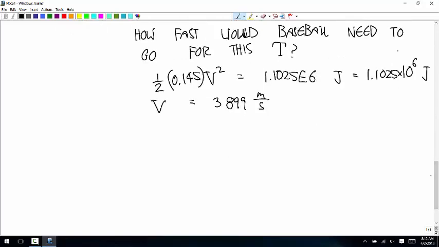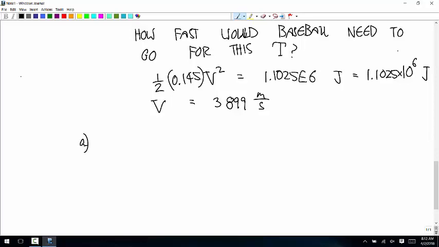How fast do you think a baseball would have to be going to have the same linear momentum as that train car? Is it more or less than that? Way more. Yep. That's right. Okay, so let's do A and B.